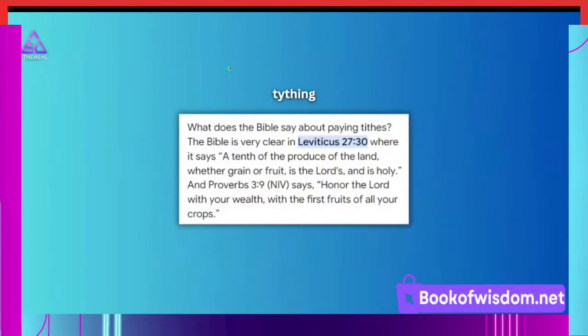So tithing in the Bible. These people in the churches are giving 10% of their money to the church. It's nothing but a scam. What these people have done is they have externalized the Bible. They have taken the Bible and literalized it so that they can make a business out of it. What it says in the Bible is that 1/10 of the produce of the land, whether grain or fruit, is the Lord's and is holy. So what's that saying? It's basically saying give the 10% to the Lord, to God.